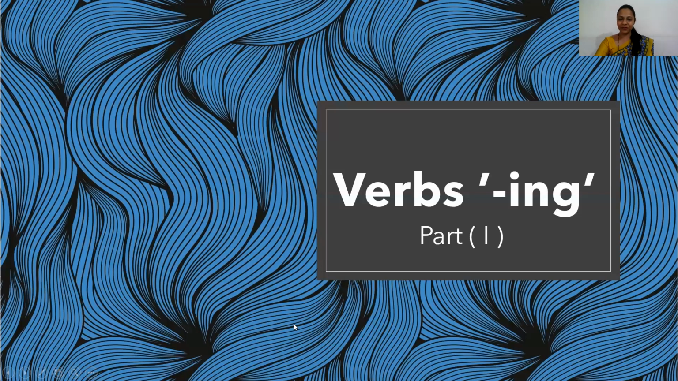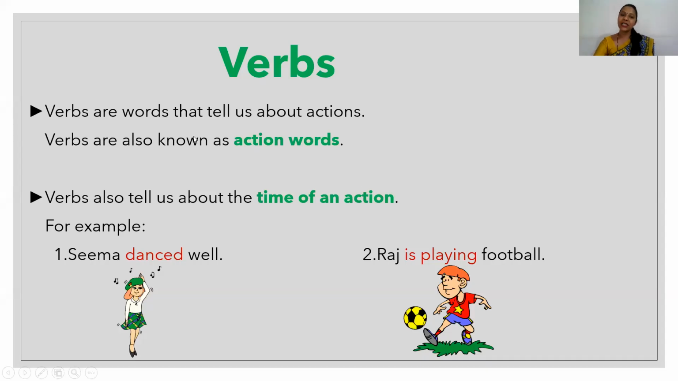Verbs ing. Children, we all know what verbs are, right? Okay, for example, I am talking. What am I doing? Talking, right? This is the action that I'm doing. So the words which tell us about the actions that we are doing are known as action words. So verbs are words that tell us about actions. Verbs are also known as action words.